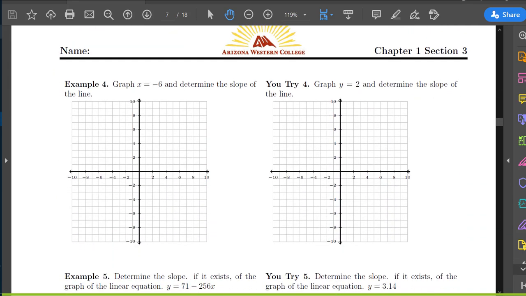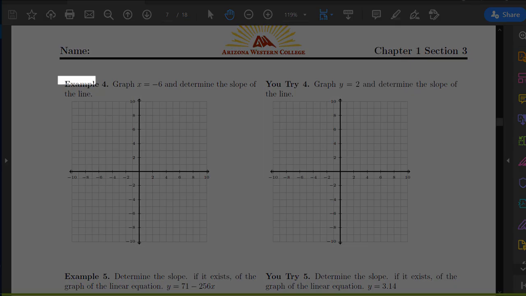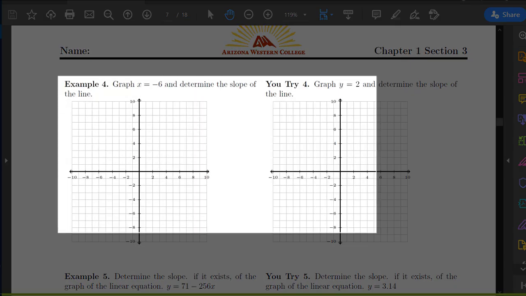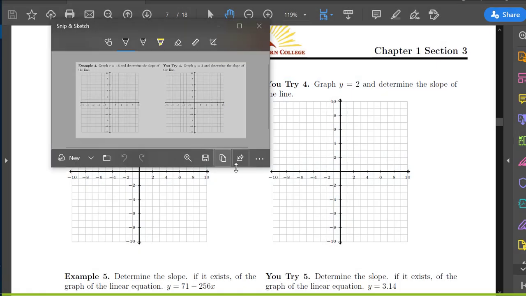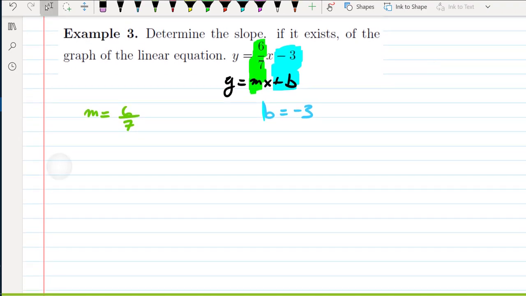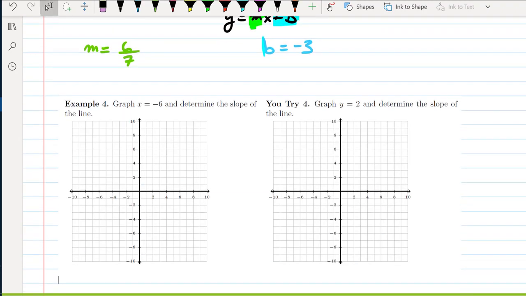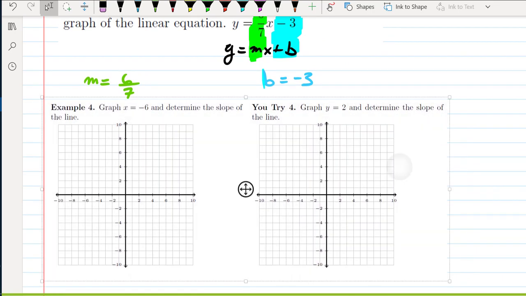So our next two examples that we're going to do, example 4 and you try 4, are related. So let's take a look at example number 4.